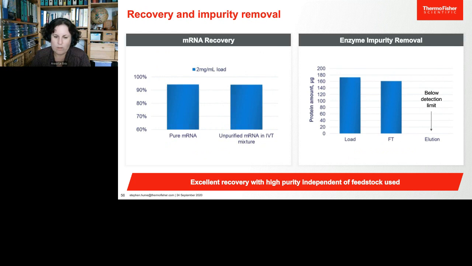That's another example. We compare the unpurified mRNA mixed with the IVT mixture, so all kinds of IVT components. After the purification, we could get all of it recovered. And as an example of contaminants, like an enzyme, which is a typical impurity, there would be that much in the load, in micrograms, and we could get everything in the flow through, and what was not in the flow through was below the detection limit in the elution. Again, an example of the recovery, whatever the impurity of the feedstock is.